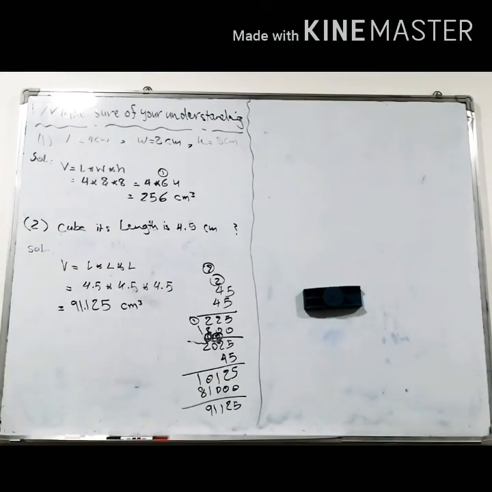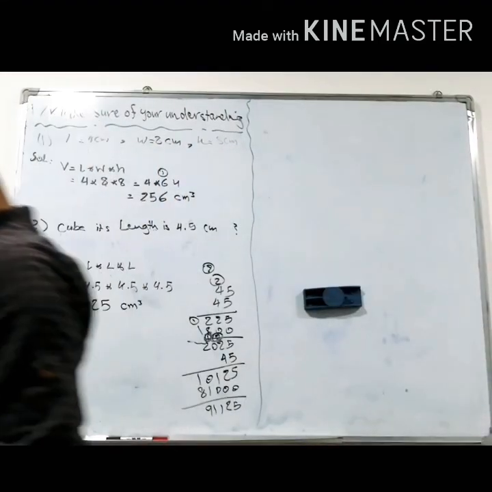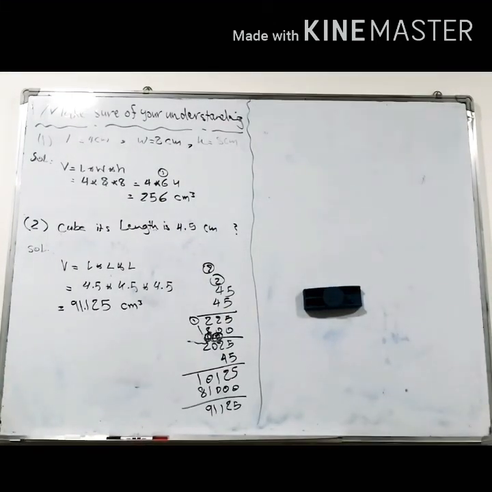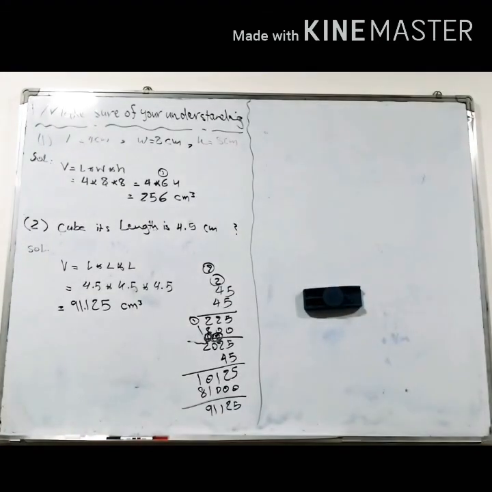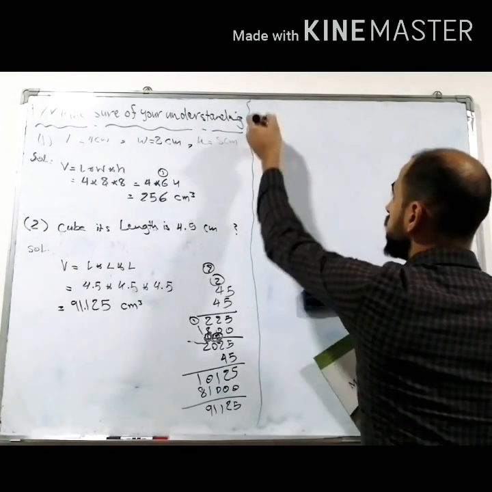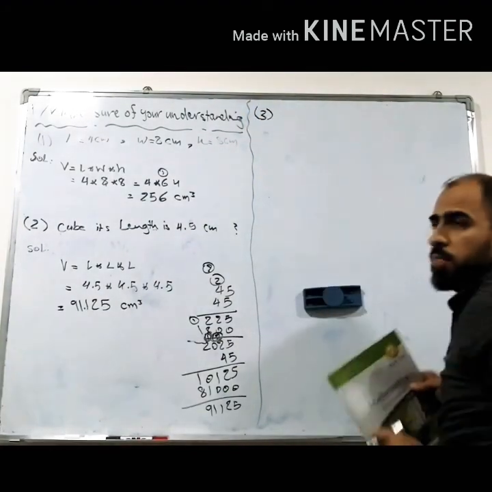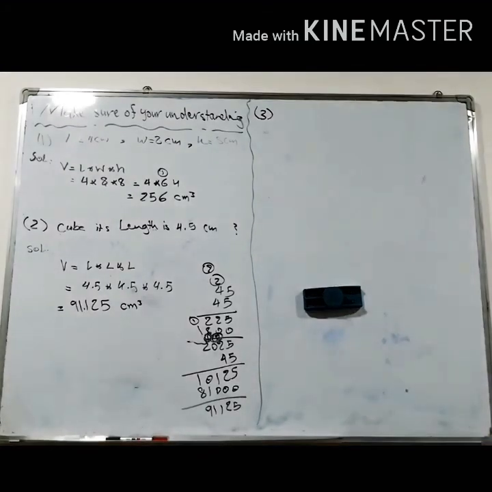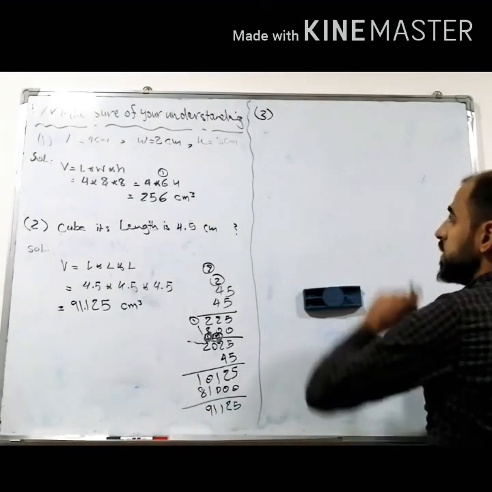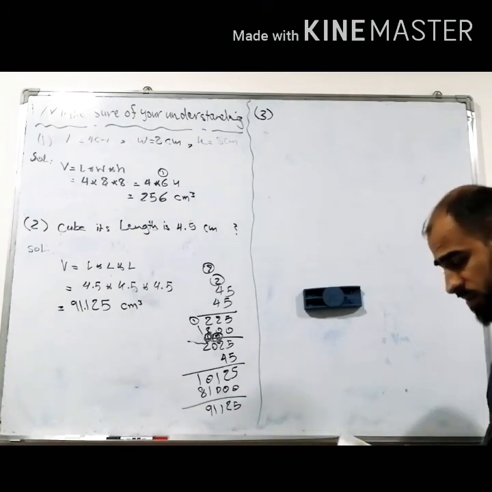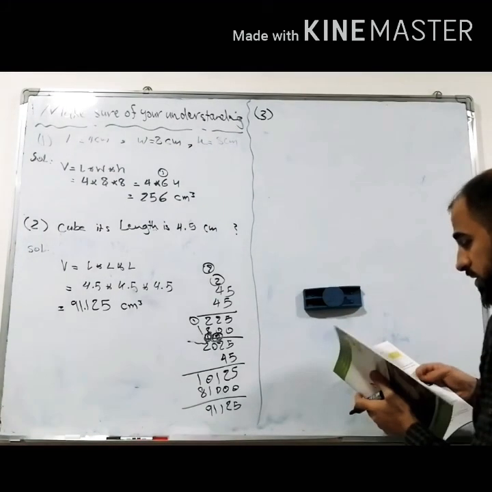In question number 3, he said that we have a parallelepiped whose height is 3 times its base. Its height is 3 times its base, and its base is 4 centimeter.